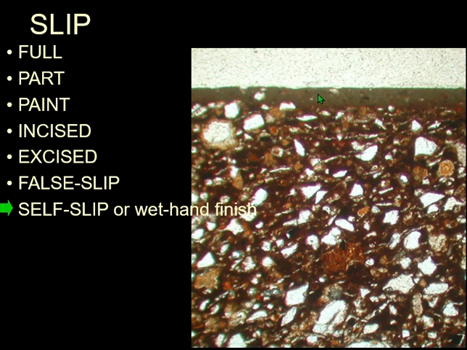This in fact is not a self slip, this is actually a slip, because you can see a clear boundary between a slip and the body. This is a thin section if you're not sure what it was. So this is a slip, but a self slip would just sort of fade directly into the body, and sometimes only by thin sectioning can you tell the difference.